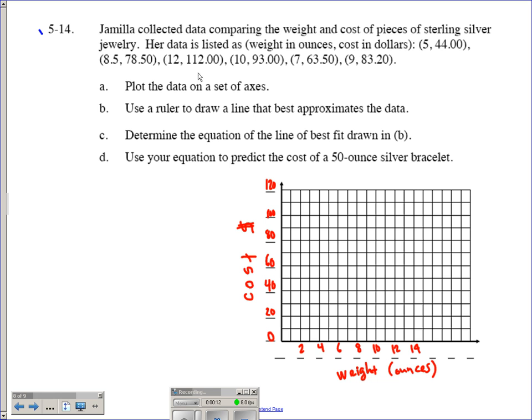Jamia collected data comparing the weight and cost of pieces of sterling silver jewelry. Her data is listed as weight in ounces, like our input value, and cost in dollars as our output values, or independent and dependent variables. So 5 ounces is $44, 8.5 ounces is $78.50, 12 ounces is $112, 10 ounces is $93, 7 ounces is $63.50, 9 ounces is $83.20.